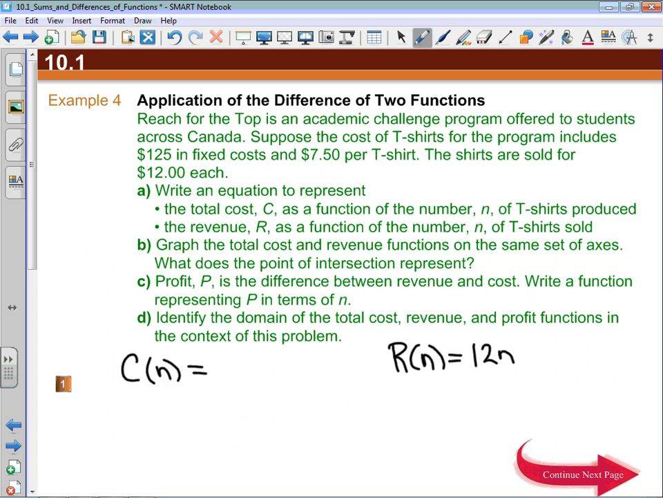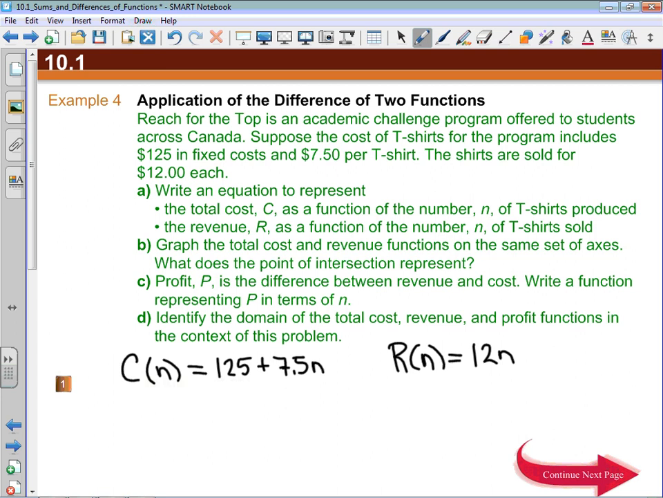All right, for C of n, it's a little bit harder. It says that it includes $125 in fixed costs. So that's going to be there regardless of whether we make the t-shirts or not. I always encourage students to think about that as startup costs, or maybe the fuel for the printing press or electricity, or some of those costs that we have to run whether or not we're producing t-shirts. And then finally, it's $7.50 per t-shirt. So that's like materials and labor and stuff that we need to actually make t-shirts. So there, I'm going to add the 7.5n. And we have our cost function and our revenue function.